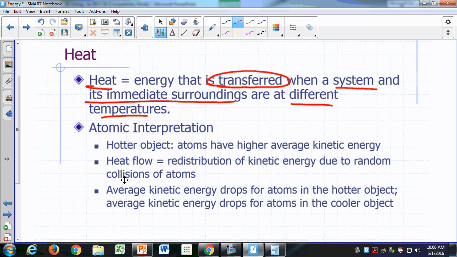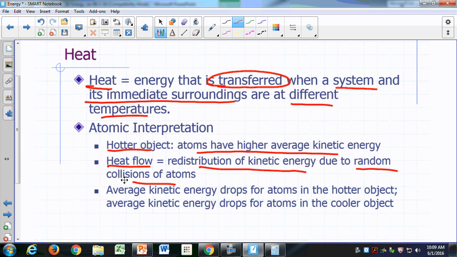Because this is chemistry, we want to be able to interpret everything in terms of what's going on with the atoms. Why does heat go from something hot to something cold? Why does the hot object get cooler and the colder object get warmer when you put them in contact? Here's the explanation. In the hotter object, the atoms have a higher average kinetic energy, right? Remember, temperature is a measure of the average kinetic energy. So heat flow is really nothing more than a redistribution of the kinetic energy because of random collisions.